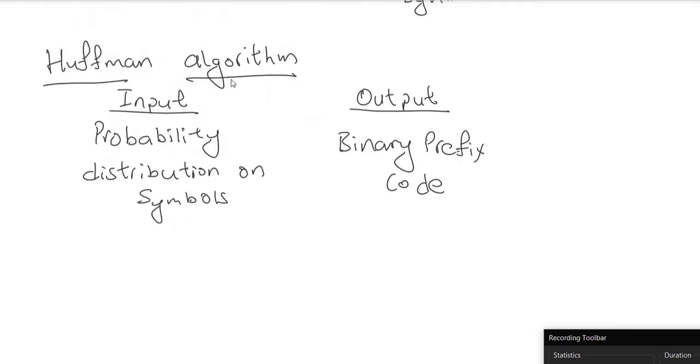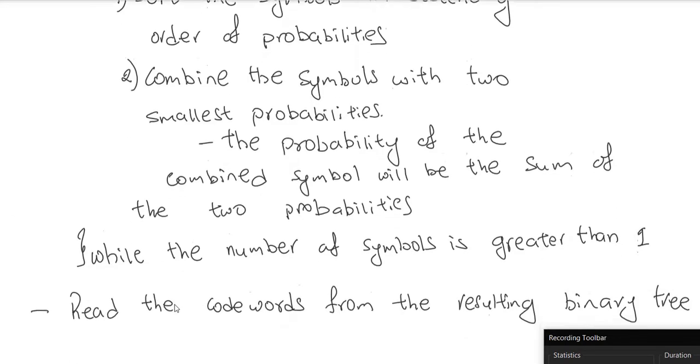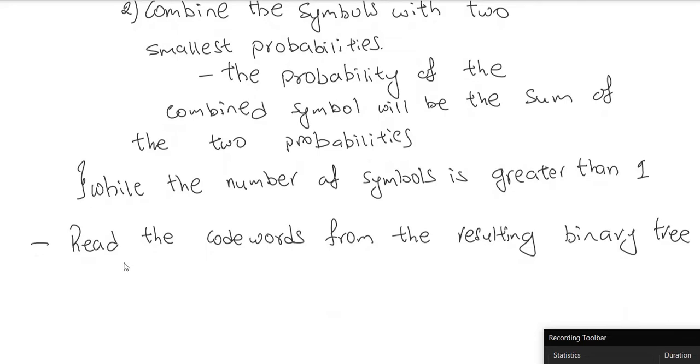The input for the Huffman algorithm is a probability distribution on symbols, and the output is a binary prefix code. The algorithm itself is actually quite simple. There's a loop and there are two steps within the loop. Once you're out of the loop, you'll create a binary tree, and then you're going to just read off the prefix code words from the resulting binary tree.